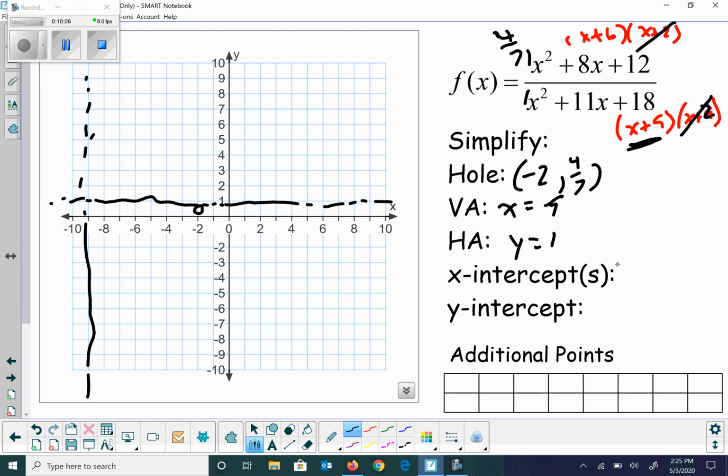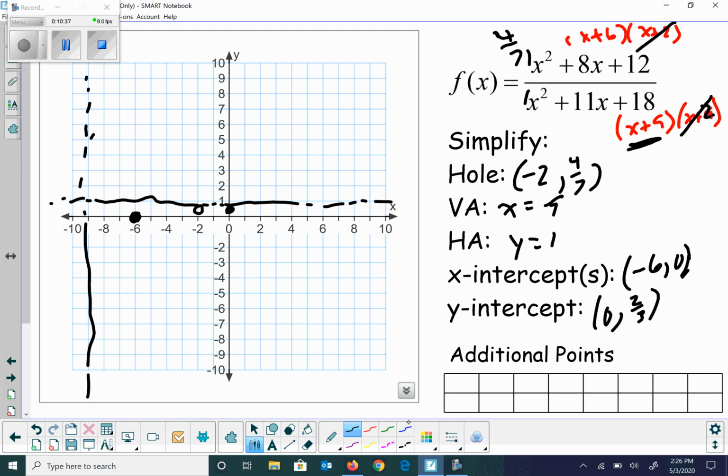Okay, x-intercepts. If I plug 0 in for y and solve it, I'm going to get -6, 0. So -6 zeros right there. Y-intercept, if I plug 0 in for x, I'm going to get 12/18, which reduces to 2/3. So 0, 2/3. So somewhere in there.